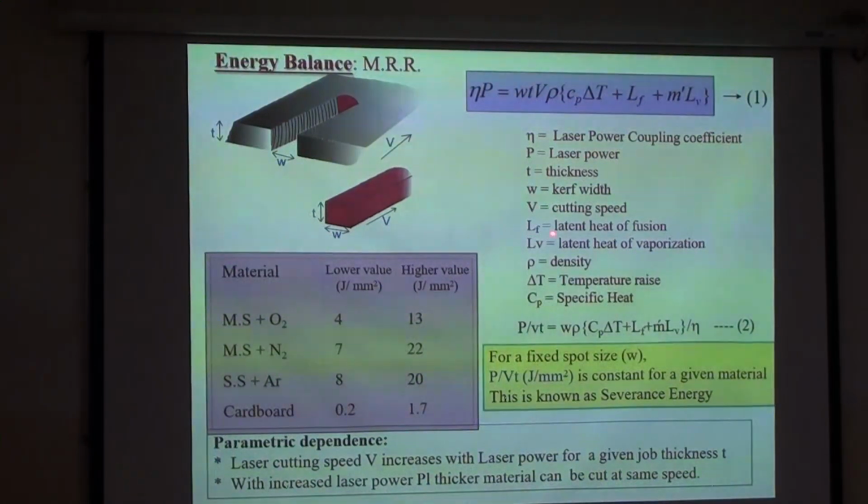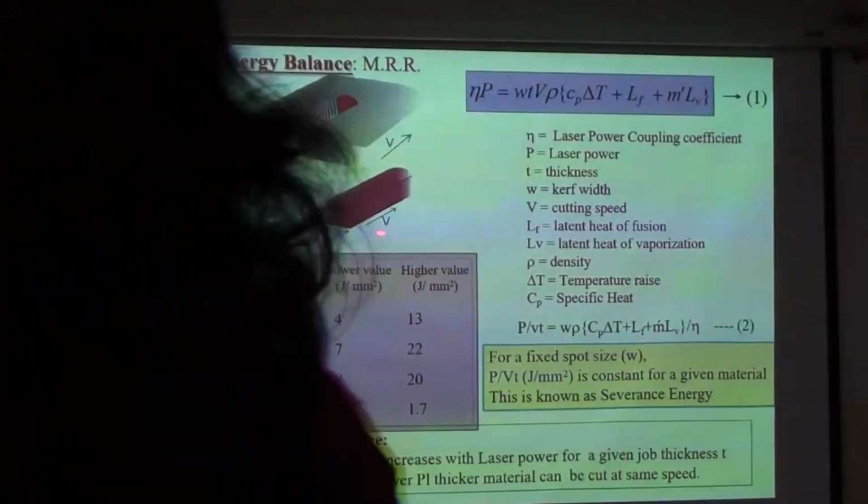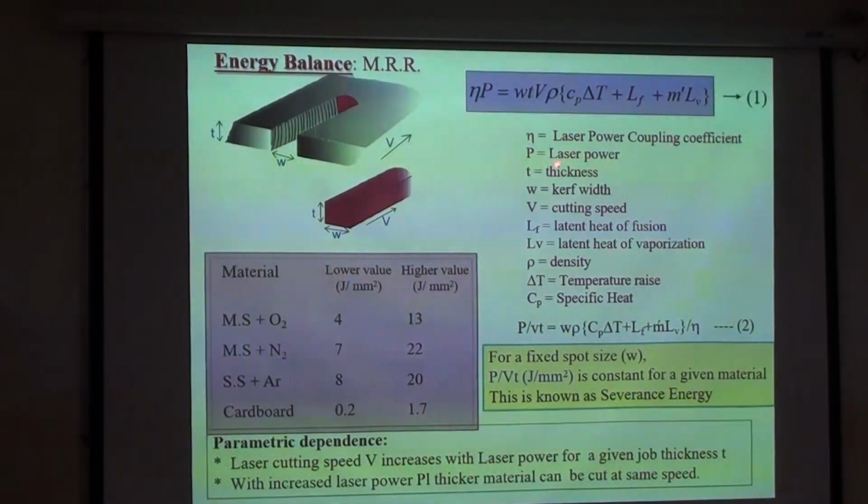So this particular formula you can use not only for laser cutting, you can also use it for welding purpose, surface modification purpose. It's just like what are the terms that you are selecting. For welding or surface modification, you do not need to select the vaporization, because there only the phase change is involved up to a certain depth. So up to that you just consider the latent heat of melting. Okay. So this is one equation.